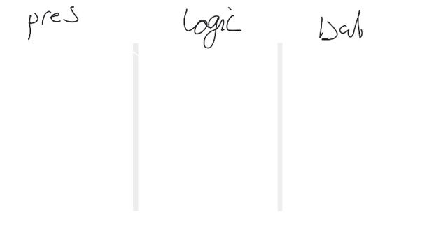Okay, so the three-tier architecture consists of three different tiers. The first one is the presentation tier, and then it comes to the logic tier, and then the data tier. So three different tiers working together.